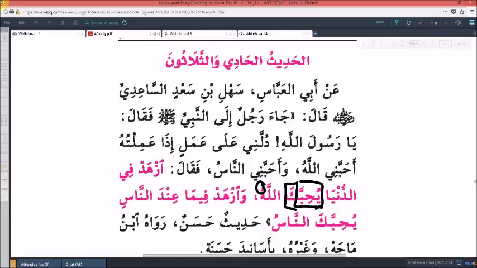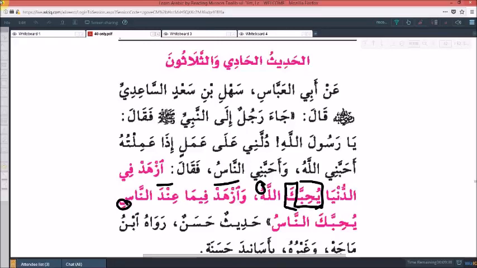Wa is and, wazhad, and be abstemious. Be, however you want to translate that, right? Avoid, stay away from, be abstemious. Fima, in what? Inda nas, in what is with the people. Right? This is a fa'il. Fa'il mustatir, enta. Right? Fima inda nas. And what is with the people. And nas is majroor after inda.